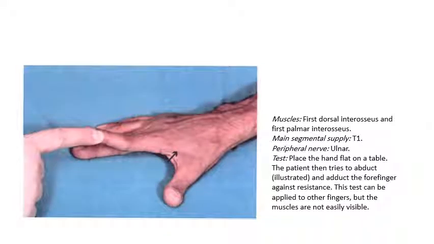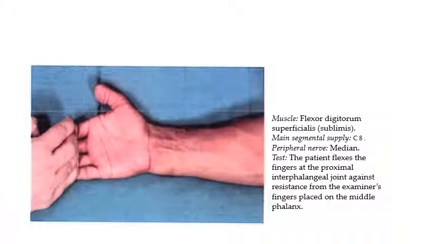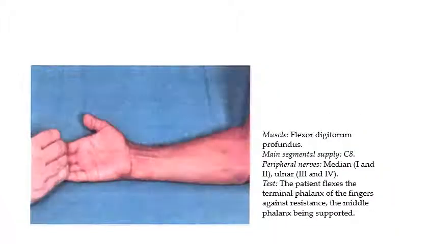The first dorsal interosseous is also supplied by the ulnar nerve and T1, and it is examined by asking the patient to try to abduct the index against resistance. Flexor digitorum superficialis is supplied by the median nerve and C8. It is tested by asking the patient to flex the fingers at the proximal interphalangeal joints, whereas flexor digitorum profundus is tested by asking the patient to flex the terminal phalanges of the fingers against resistance.